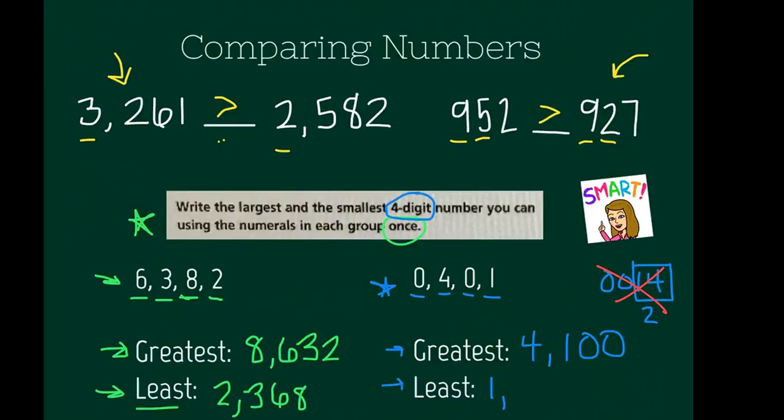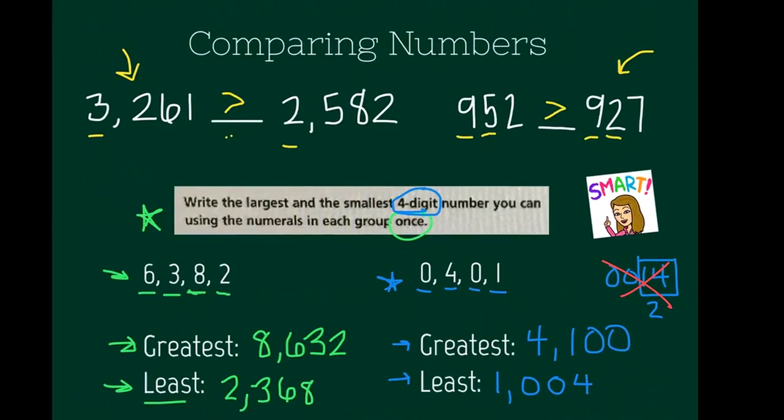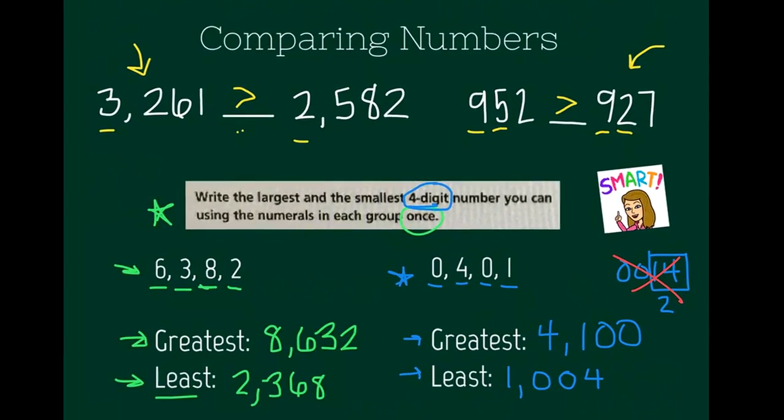And then I can place my zeros because I don't want to put the 4 in the hundreds or the tens place. Instead, I'll just have 4 little ones. So this is the smallest number I can make without breaking the rules here. So the least or smallest number I could make was 1,004.